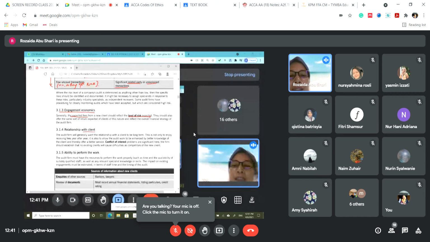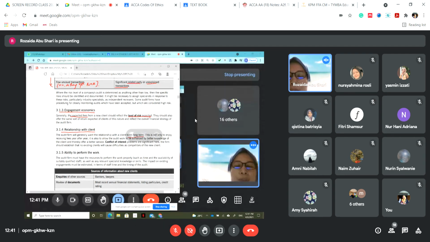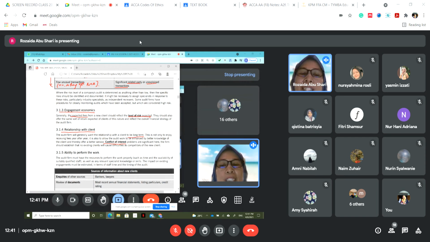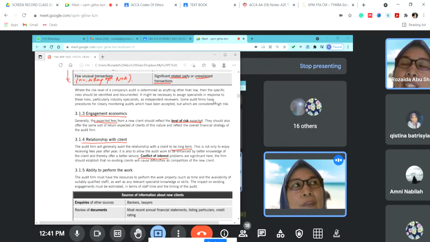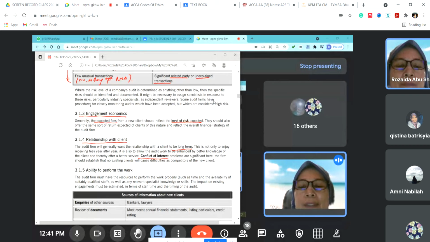Another issue is relationship with the client. The audit firm will generally want the relationship with the client to be long-term. But when you build up a long-term relationship, make sure no conflict of interest arises. You need a good relationship because you need information from the company, but make sure that relationship does not have any conflict of interest or any impact on the fundamental principle.